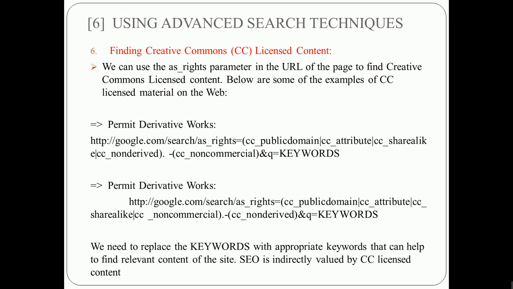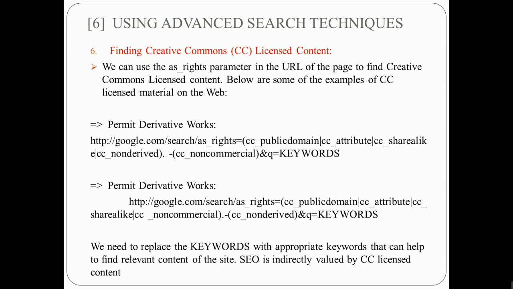So the next point is finding Creative Commons, the CC license content. So what is this CC license content? We can use the as_rights parameter in the URL of a page to find Creative Commons license content. If you specify the Creative Commons license content, below are some examples of CC license material on the web.